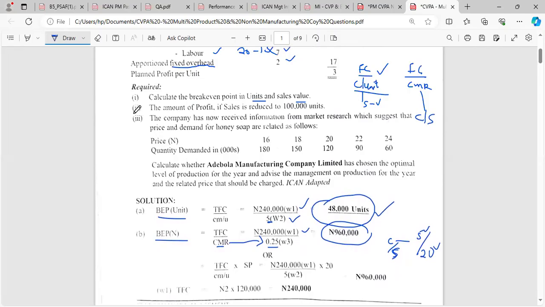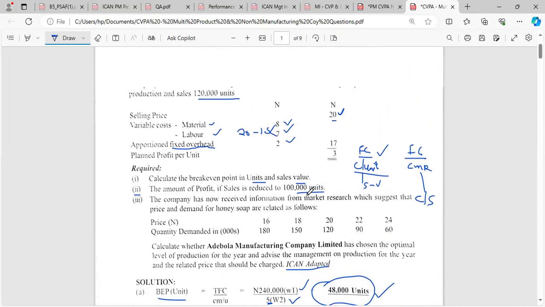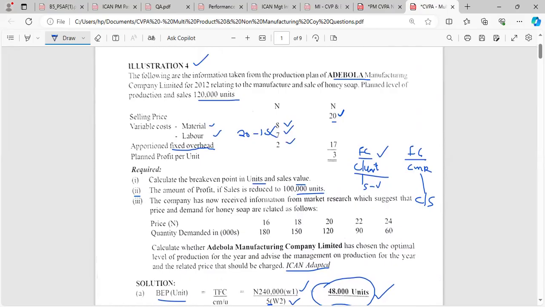Then the next one is II, which states the amount of profit if sales is reduced to 100,000 units. Now, you will see things like this in ICAN exam. In fact, the question we are solving now is an ICAN adapted question. They said calculate the amount of profit if sales is reduced to 100,000 units. Sales was initially 120,000 units.